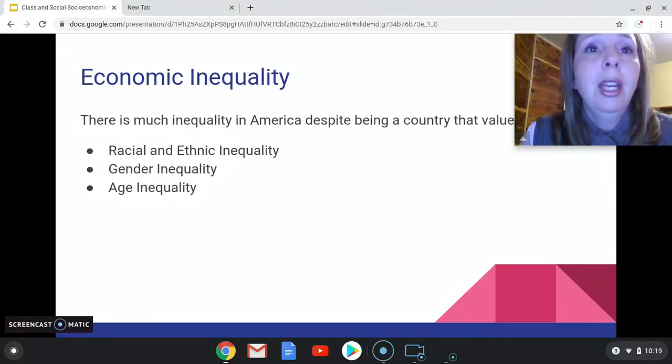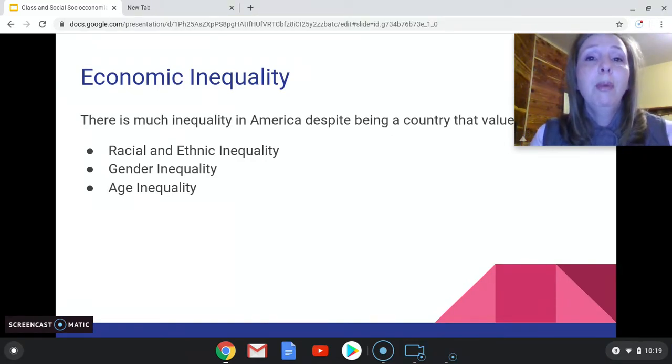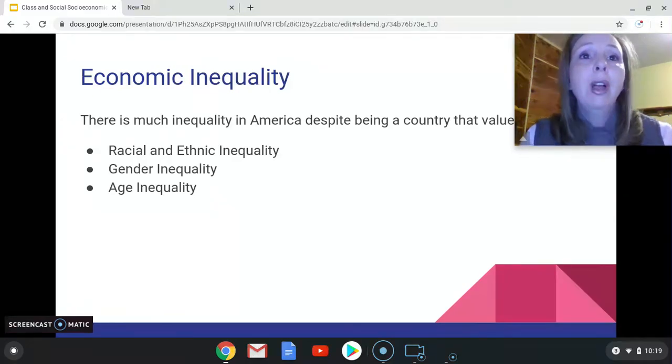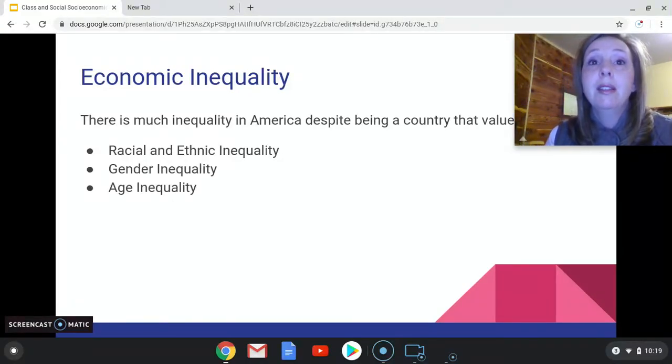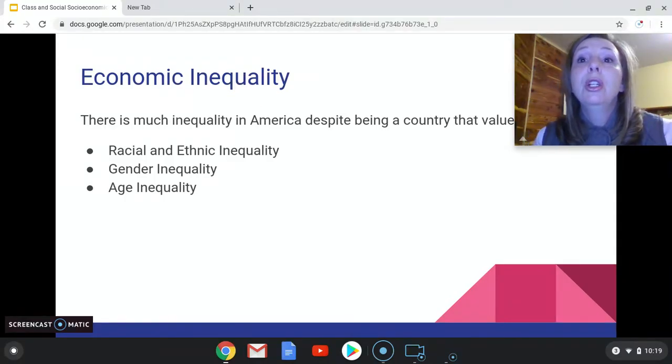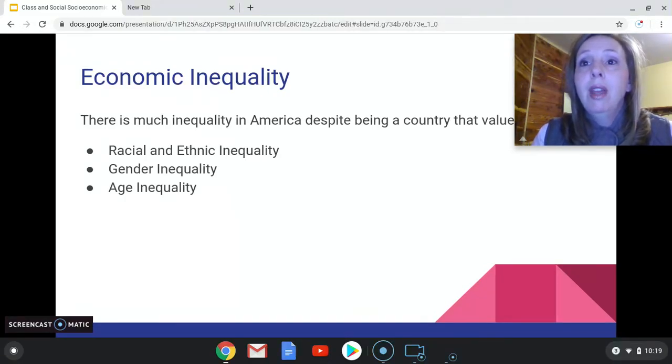Economic inequality also plays a big role in understanding our students. As teachers, we have to make sure that every student has the same accessibility to their education. We cannot require something for one of our classes that costs money when all the students cannot afford it. There is much inequality in America despite being a country that values equality.